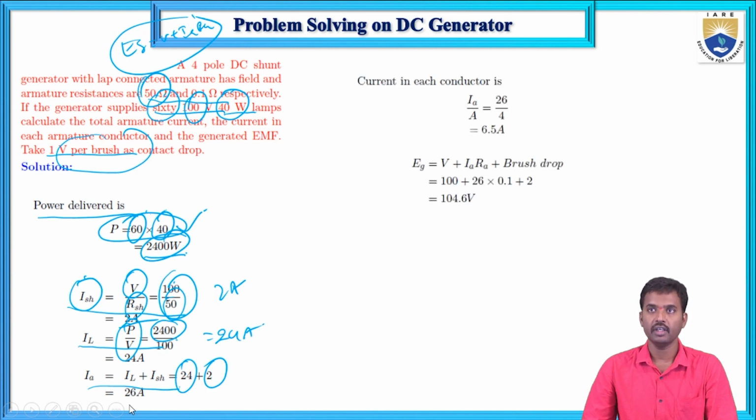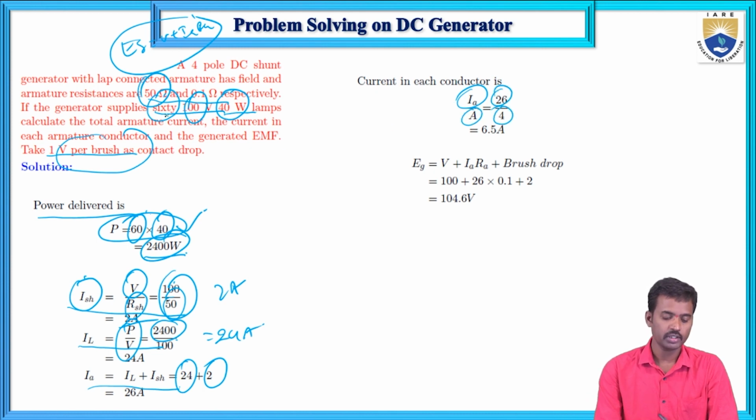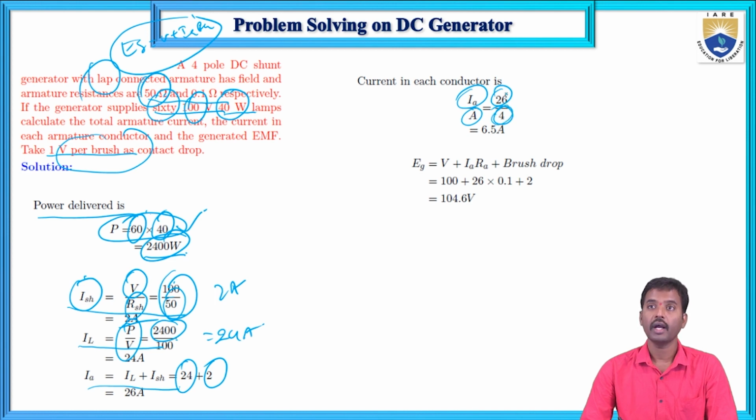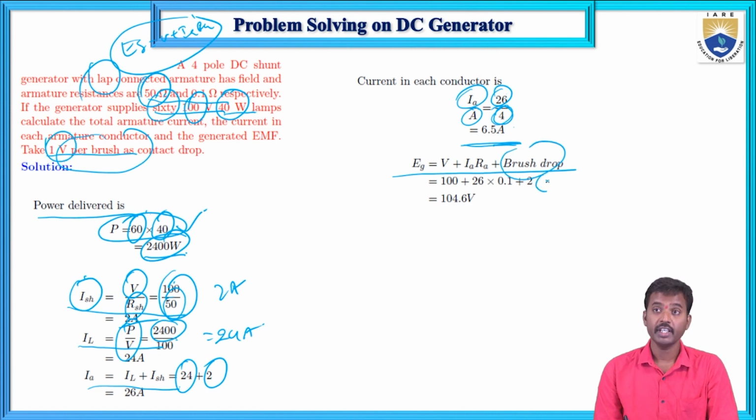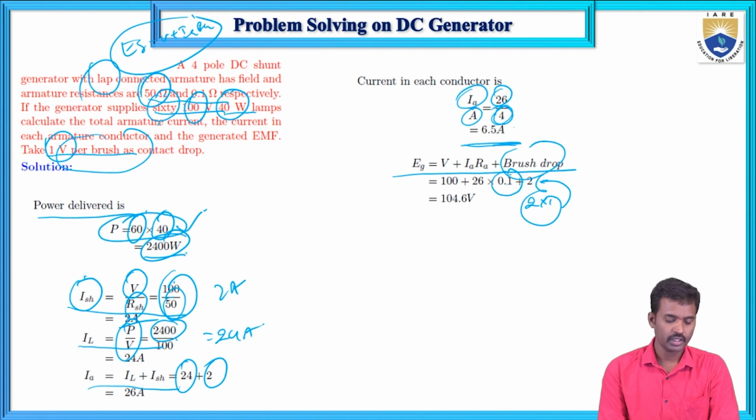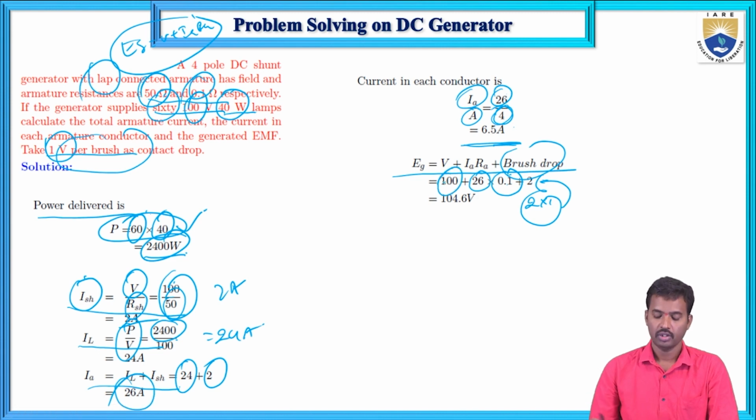Now the current in each armature conductor means the armature current divided by the number of parallel paths. If it is lap connected, A equals 4, and 26 by 4 equals 6.5 amperes. So now Eg equals V plus IaRa plus brush voltage drop. Brush voltage drop is 1 volt; we have 2 brushes, so 2 into 1 is 2. The armature resistance is 0.1, and Ia is 26, and 100 volts. So 104.6 volts is the generated EMF.